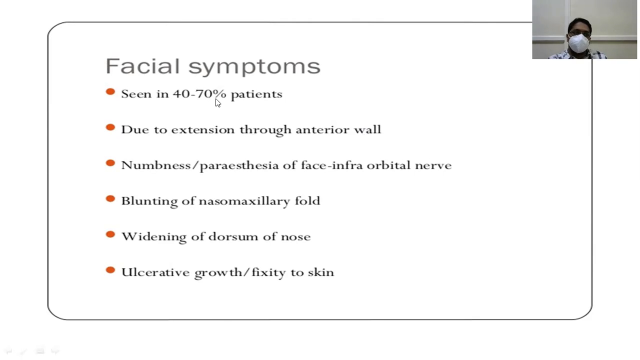Okay, coming to the facial symptoms, mainly due to the extension to the anterior wall, seen in 40 to 70% of the patients. Main features are numbness and paresthesia because of the infraorbital nerve distribution, blunting of the nasomaxillary fold, widening of the dorsum of the nose, and ulceration with fixity to the skin. If it is the fourth stage, there is skin involvement also. Then I'll tell you the staging.